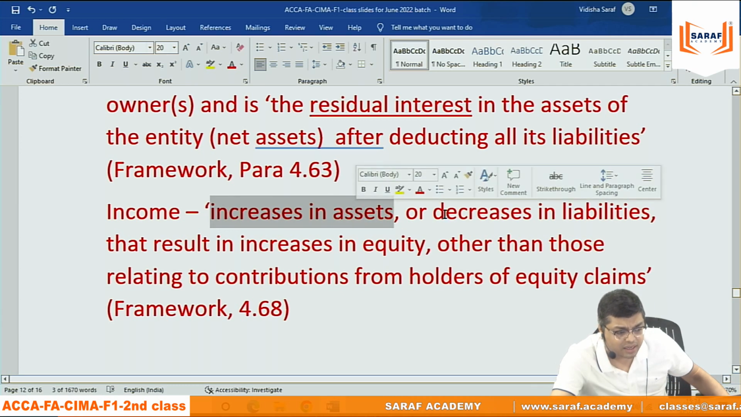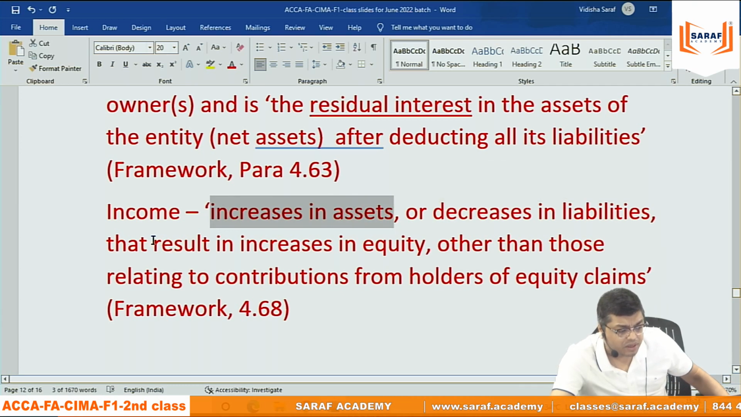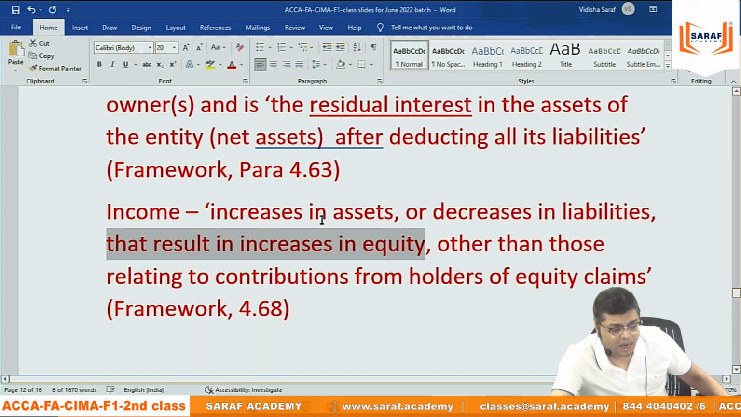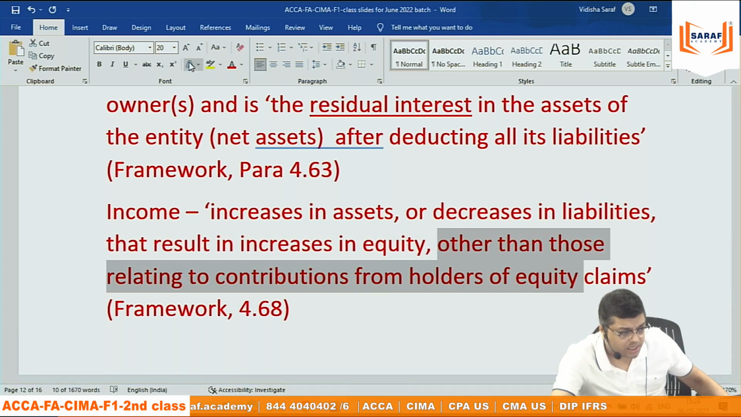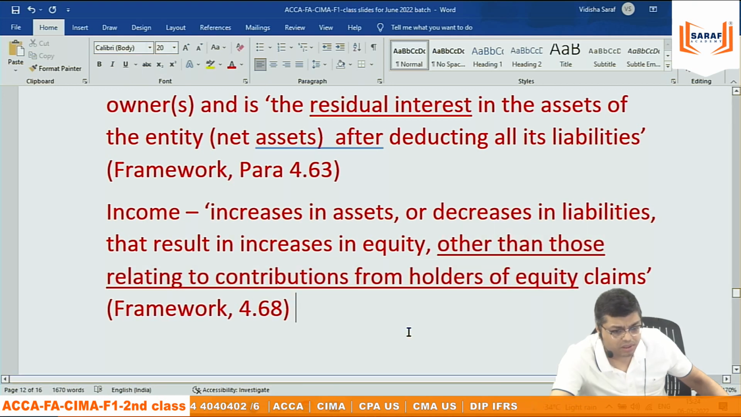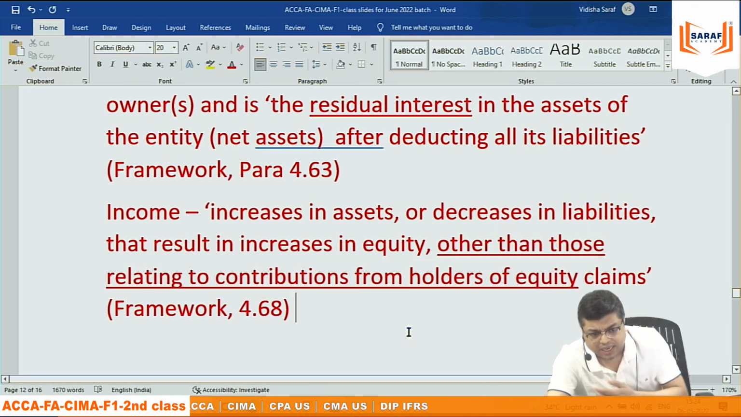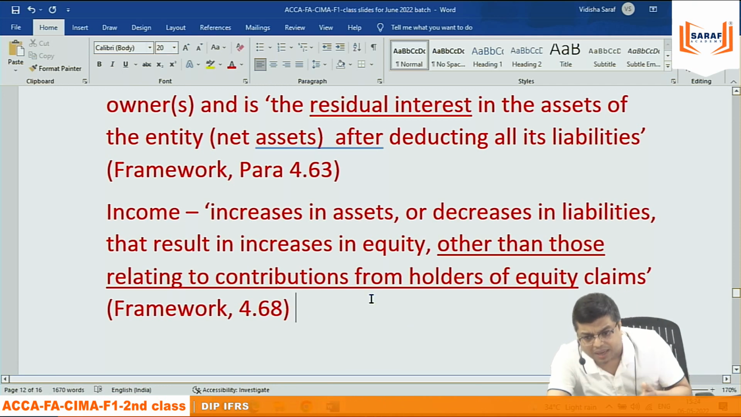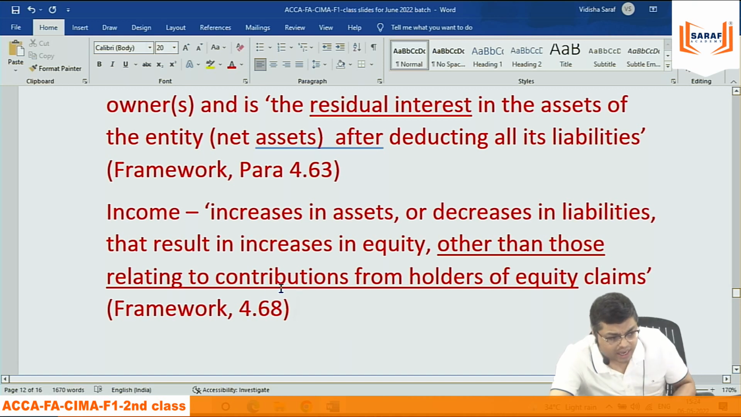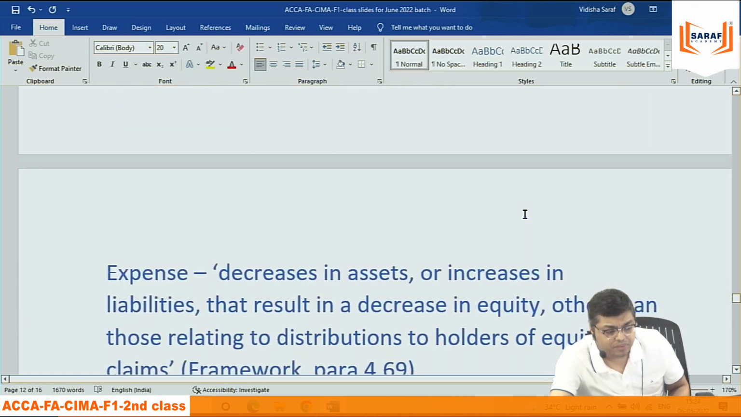Increase in assets is an income. Decrease in liability is an income. Results in increase in equity. Ultimately, when assets increase, liability decreases, net assets increase, equity increases. But other than those relating to contribution. Suppose in Saraf Academy further shares are issued, and me and my wife purchase those further shares, that is not income. If the owners are giving further money to the business, then it is not an income. But other than the owners giving further money to the business, increase in assets, decrease in liability is income.